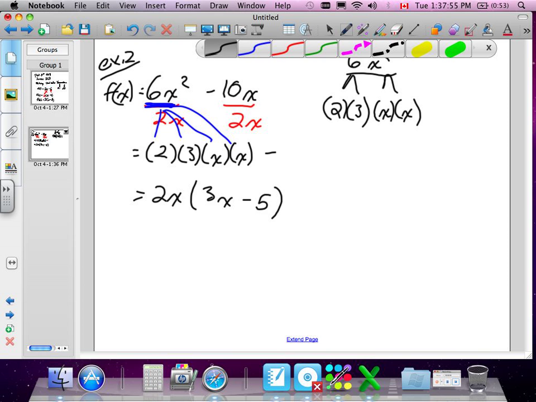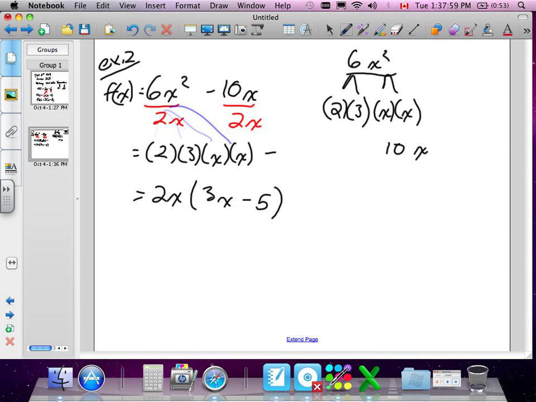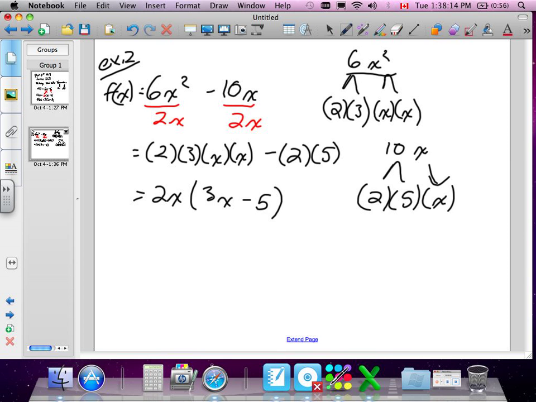And then I can break 10x into its prime factors. 10 can be broken into 2 and 5. Both are prime numbers. And x can't be broken down anymore. It's just x. So our prime factors of 10x are 2 times 5 times x.